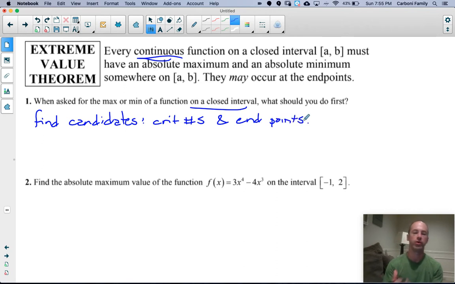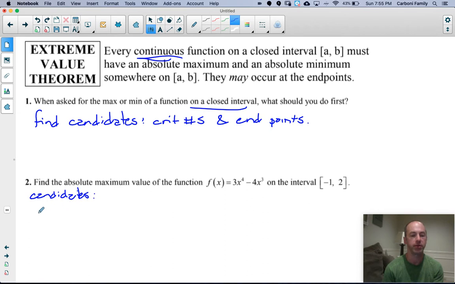And so you always want to list the candidates. And on a free response situation, you'll frequently get points just for listing those candidates, even if you do nothing else. If you find the candidates and you list them, a lot of times you'll get a point for that. So let's look at this first question down here. Find the absolute maximum value of the function on the closed interval. And I'm going to start by listing my candidates.